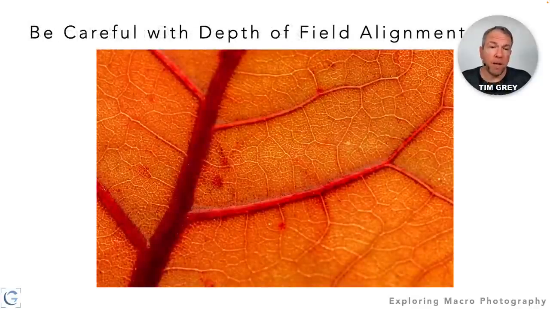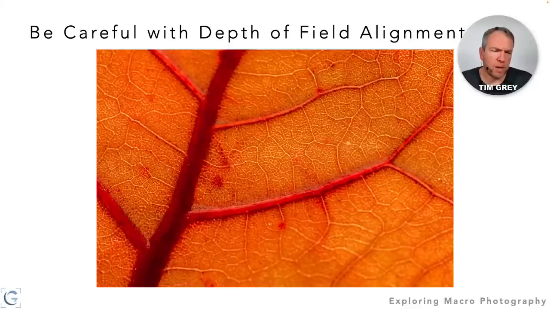Another handy tip, though: make sure that the depth of field is, shall we say, sitting at the right angle. You can take a look at this photo of the leaf and a nice close-in detail, and you'll see that in the center of the frame here, we have sharp focus. But up at the top edge of the frame and down at the bottom edge of the frame, we do not have sharp focus anymore. Now, this might seem odd because depth of field is a plane. It relates to distance from the lens or the image sensor.